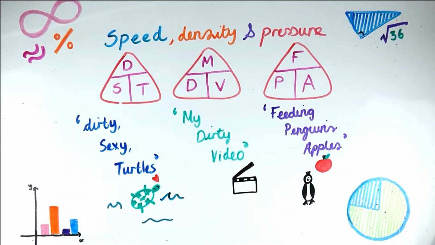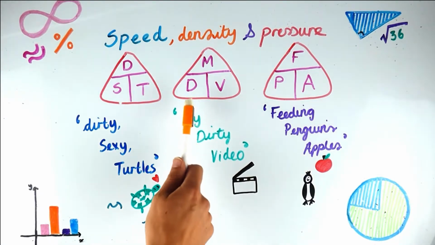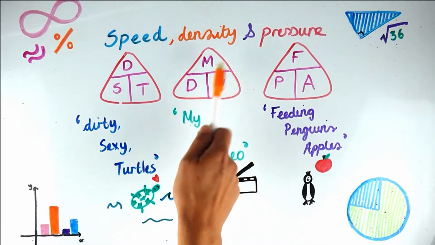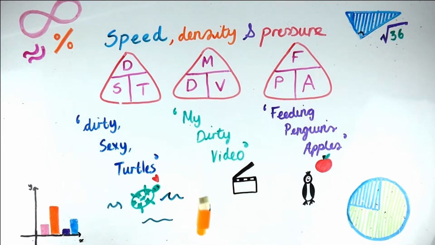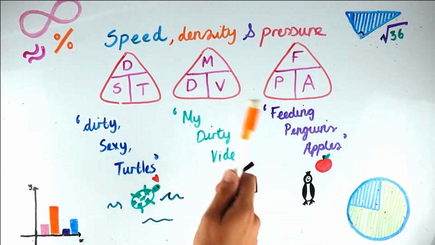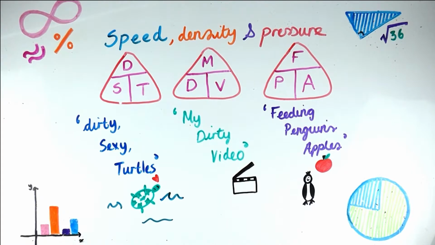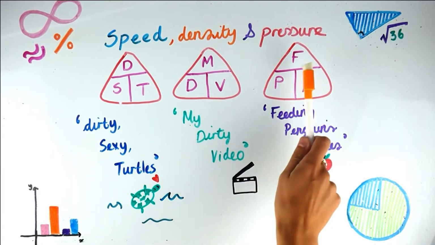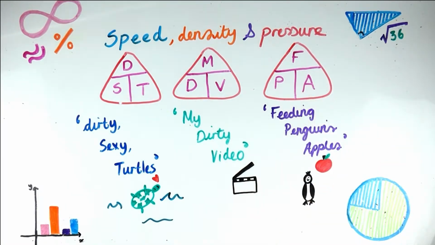And then we'll go on to remembering the others and then tell you why they're in a weird triangle. Density, the D stands for density, V stands for volume, M stands for mass. My dirty video, mass, density, volume. So the final one here we have is pressure, so that's what the P is for, and the F is force and the A is area. So feeding penguins apples.